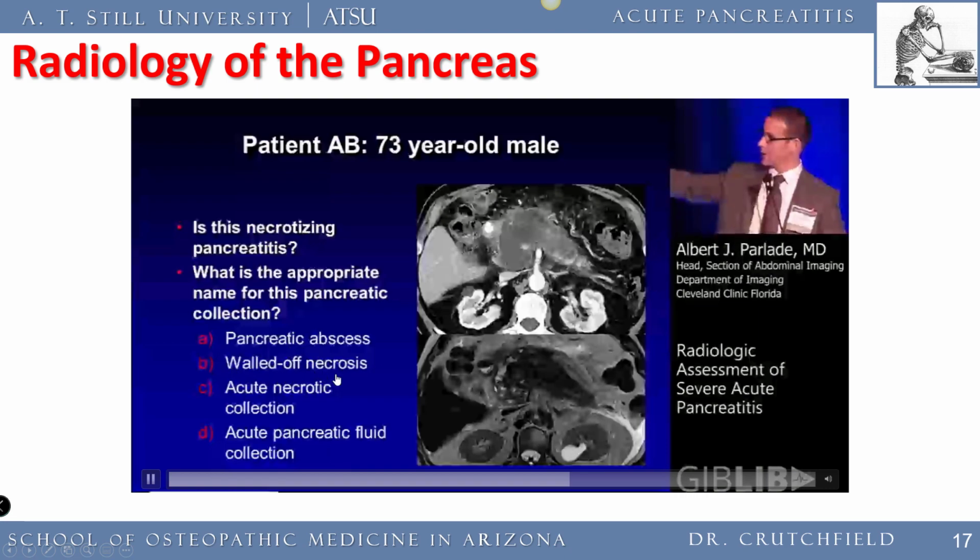And you can see the image on the MRI below it. You can see how complex that collection is. It doesn't have the simple fluid T2 signal that we see in that renal cyst on the bottom. Instead, it has a very dark, very heterogeneous signal, and this looks like something that would be a challenge to drain.